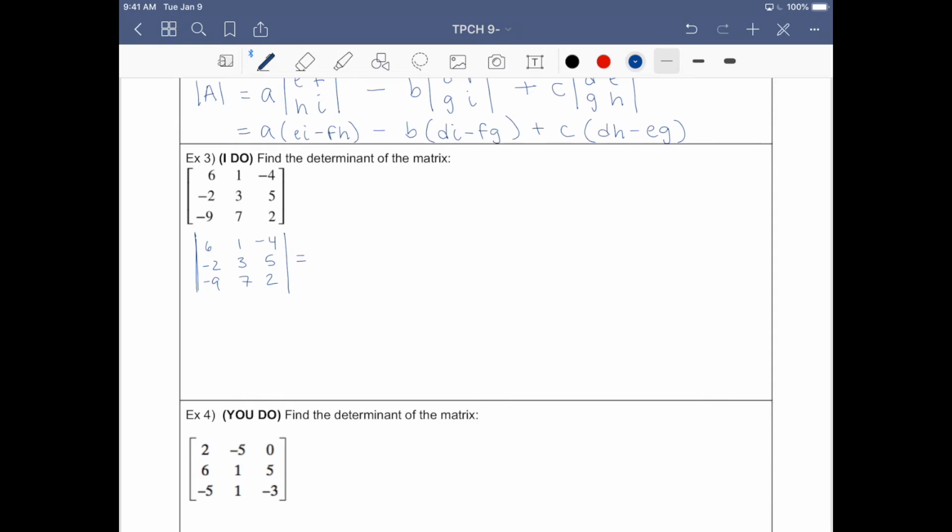So the first one, I'm going to have 6 times the determinant of [3, 5; 7, 2], minus 1 times the determinant of [-2, 5; -9, 2], plus -4 times the determinant of [-2, 3; -9, 7].